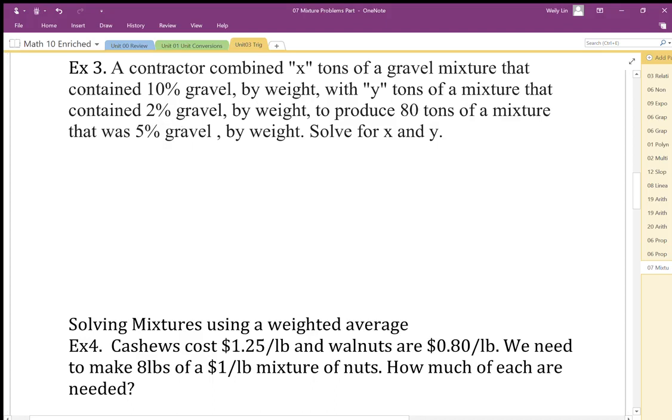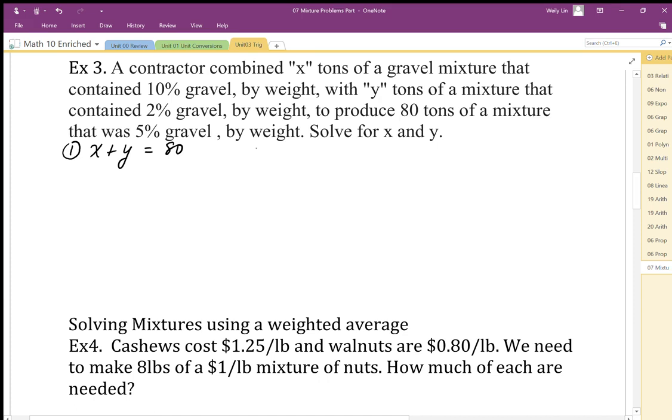So we need to solve for X and Y. So here we've stated the variables. X is the tons of the 10%, Y is the tons of the 2%. So we need to come up with a system of equations here. The first equation is going to be fairly straightforward. We know that these two amounts add up to 80 tons. So the tons of X plus tons of Y equals 80 tons. Again, make sure our units are consistent. Yeah, tons equals tons.